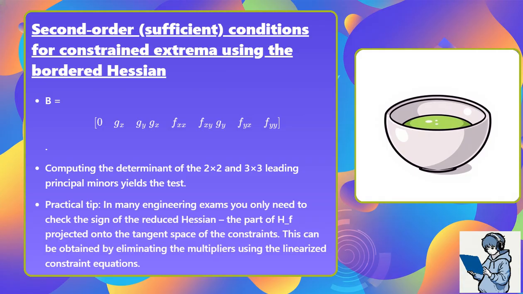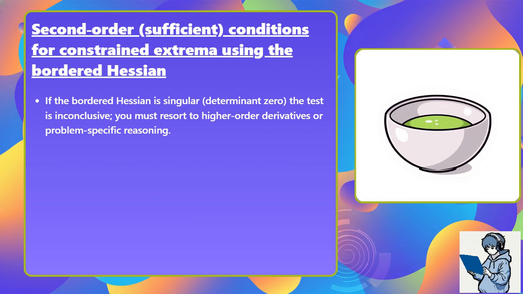Practical tip: in many engineering exams you only need to check the sign of the reduced Hessian, the part of Hf projected onto the tangent space of the constraints. This can be obtained by eliminating the multipliers using the linearized constraint equations. If the bordered Hessian is singular, determinant 0, the test is inconclusive. You must resort to higher-order derivatives or problem-specific reasoning.